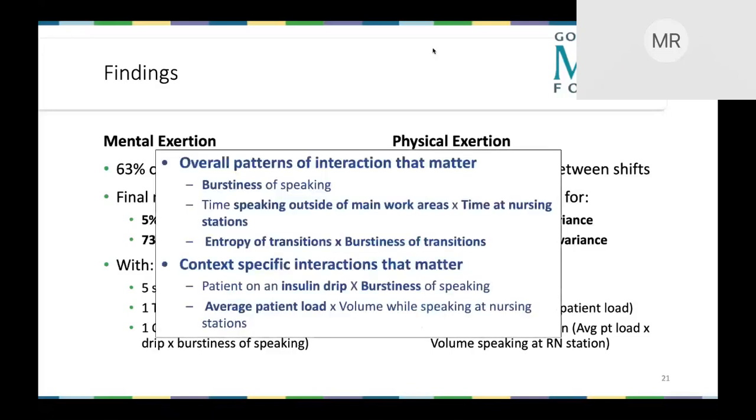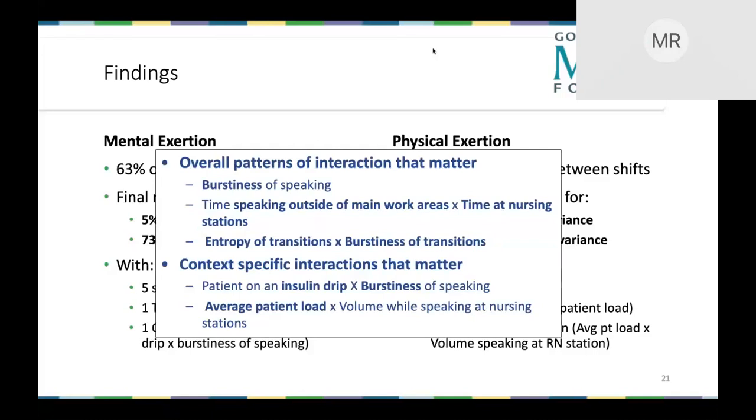And there are some overall patterns of interaction that were predictive of exertion, like the burstiness of speaking. So that just means how clumped up in time your social interaction with people is. If it's really clumped up in time, that's an indicator of increased mental exertion.